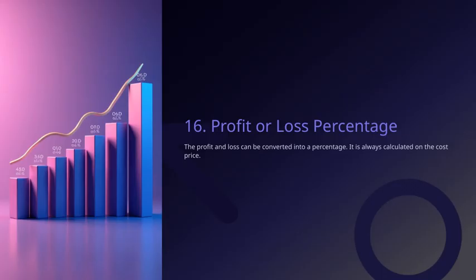So, for example, if you buy something at a certain cost and sell it at a profit, you can express that profit as a percentage of the original cost. Similarly, if there's a loss, you can do the same. This makes it easier to compare different transactions or products, regardless of their actual amounts. In the broader context of our presentation, understanding profit or loss percentages helps us analyze profitability more effectively and make better business decisions.